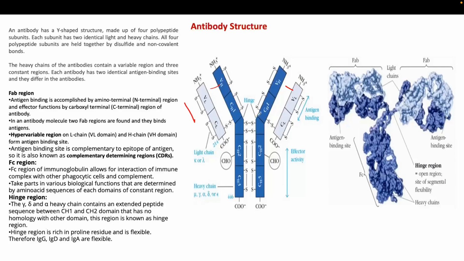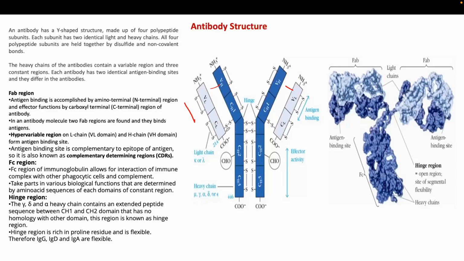What this hinge region generally does is it is rich in proline and cysteine residues, and it is flexible, so it provides the flexibility for the antibody to bind to the antigen epitope. In case of IgG, IgD and IgA only, they have this hinge region. IgM and IgE do not have this hinge region. So you have to remember, the hinge region is only found in IgG, IgD and IgA.